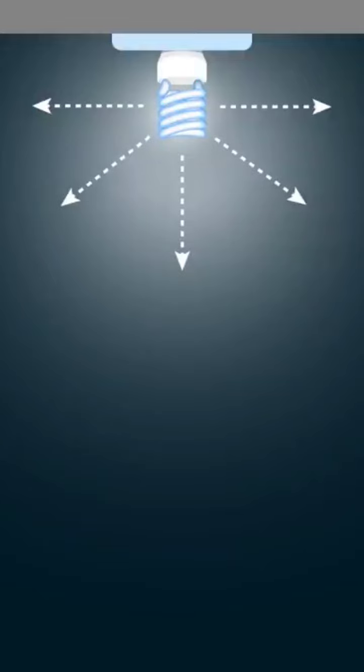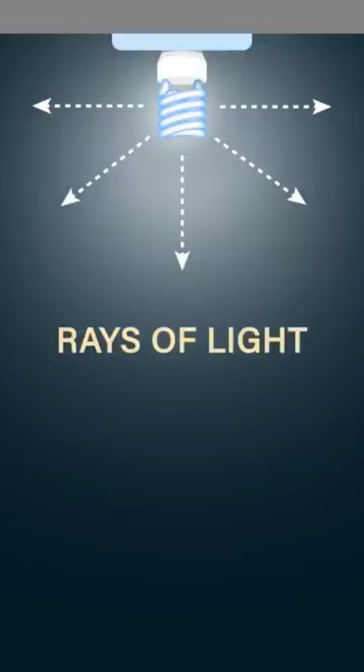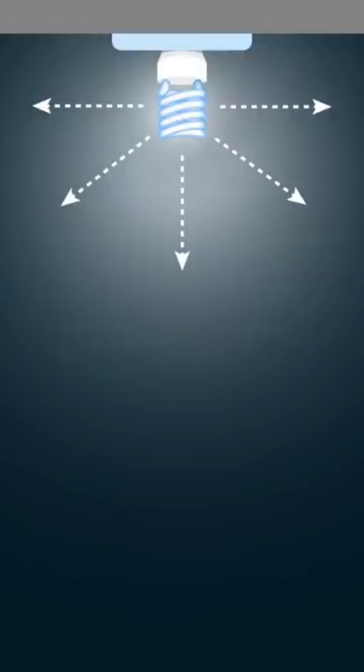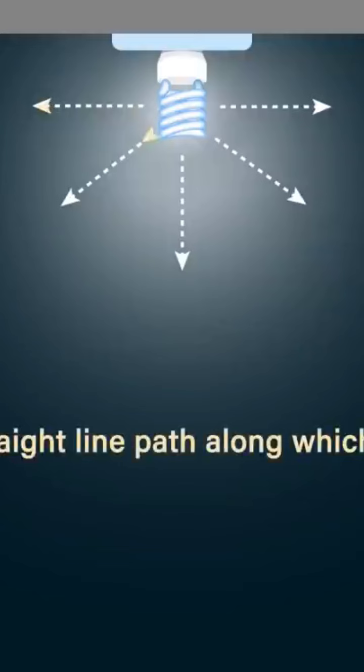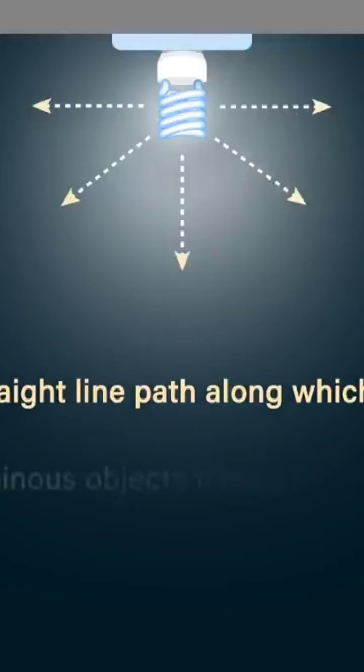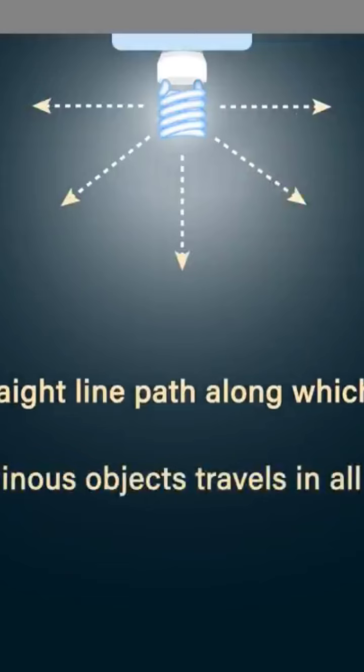These arrows are what we call rays of light. Here's how we define a ray of light. A ray of light is a straight line path along which light travels. So now we know that light emitted by luminous objects travel in a variety of directions.